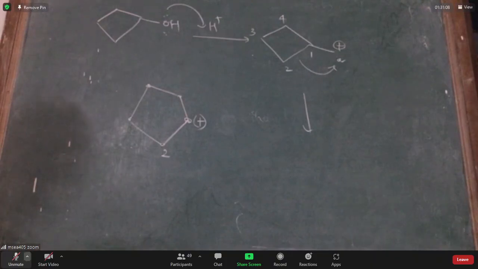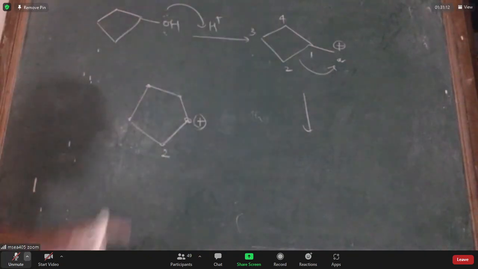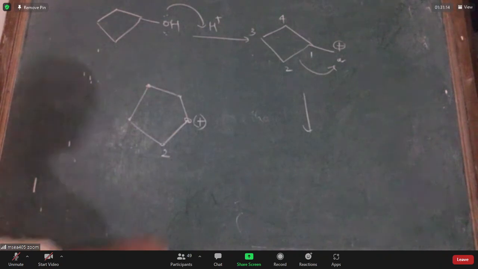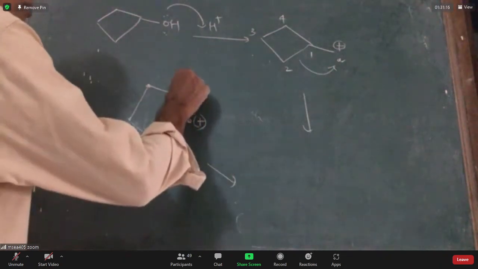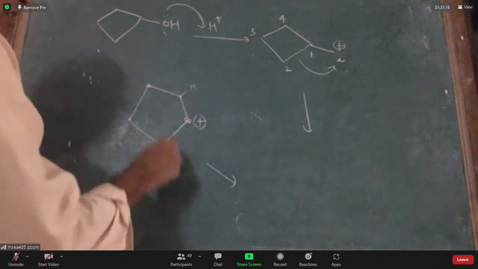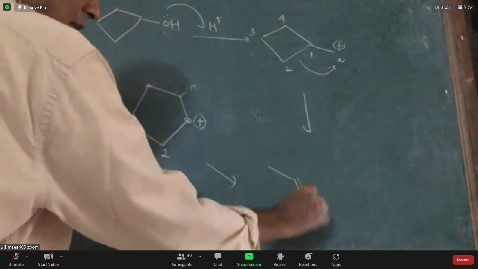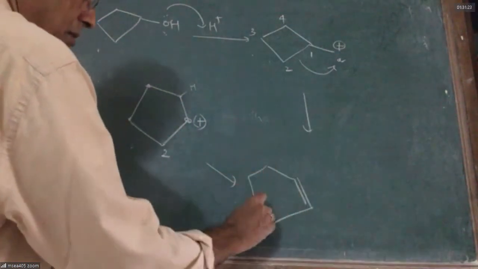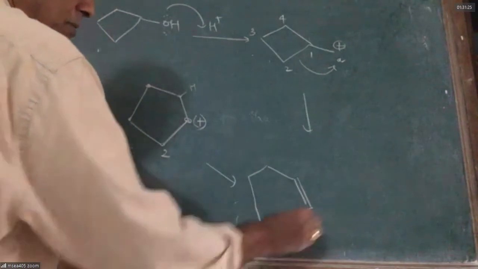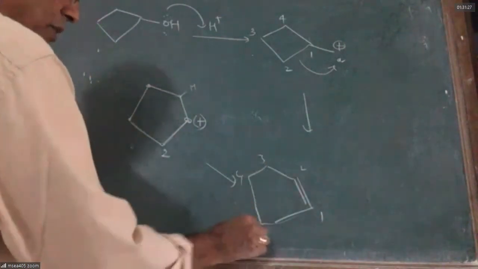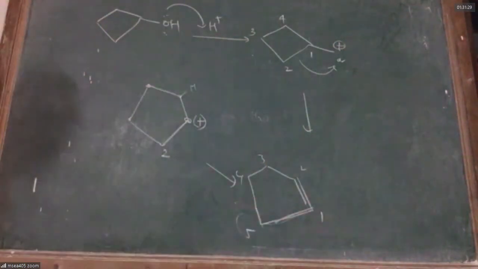Now, as a result of this, you got a secondary carbocation. Earlier it was a primary carbocation; now it is a secondary carbocation. The secondary carbocation can lose hydrogen from the beta carbon, this side or this side. You get a product like this: 1, 2, 3, 4, 5, cyclopentane. Can you see that, sir?